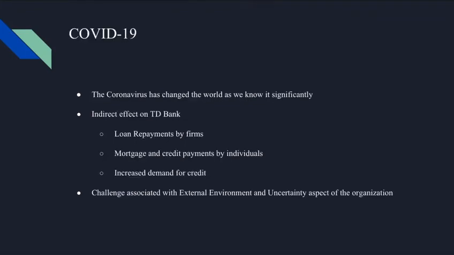The coronavirus has changed the world as we know it significantly and never fails to surprise companies and individuals with more challenges. Many firms were affected by COVID directly and experienced a decrease in revenue, which means a decrease in their ability to repay loans. Consequently, individuals lost their jobs, which means that they won't be able to make their mortgage payments and/or credit payments. There has been also an unprecedented increase in demand for credit, all of which also results in losses for TD Bank. This is directly associated with the external environment and uncertainty aspect of the organization.